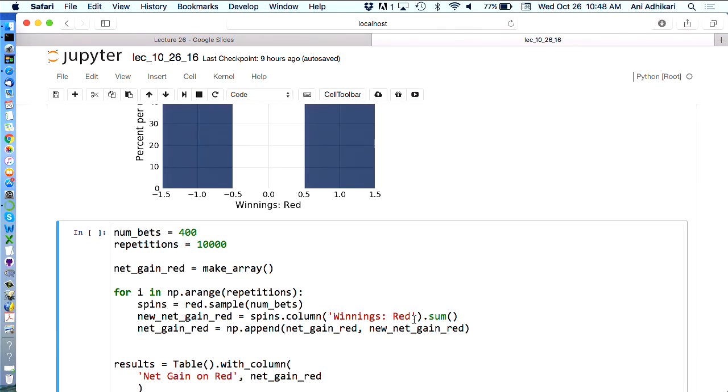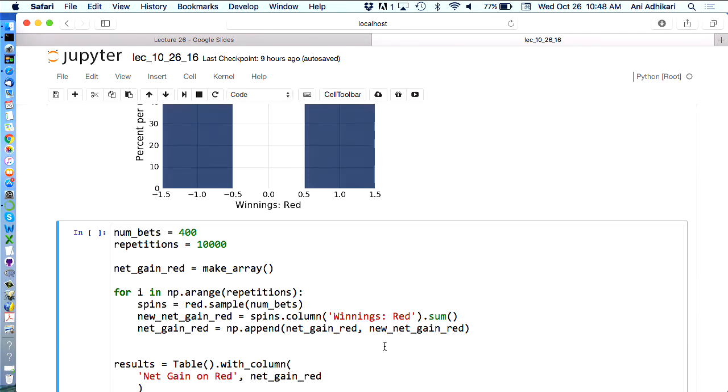Spins.column, that last one, that is now an array. You add that up, and that's a number. And you call that new net gain on red. And then you append that to the empty array that you've already got.